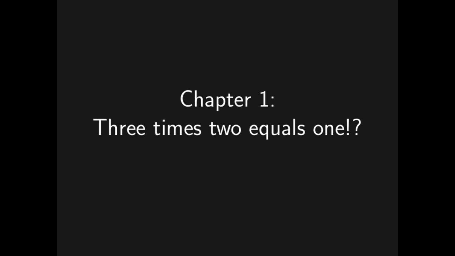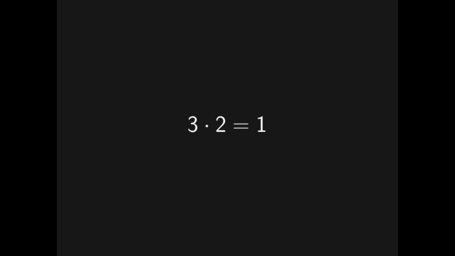Hello! Today we will begin with the strange identity. 3 times 2 equals 1. How can this be true? The left hand side is clearly 6, but the right hand side is 1. How can this be true unless 6 is equal to 1? Well, that's exactly what happens in a certain context.